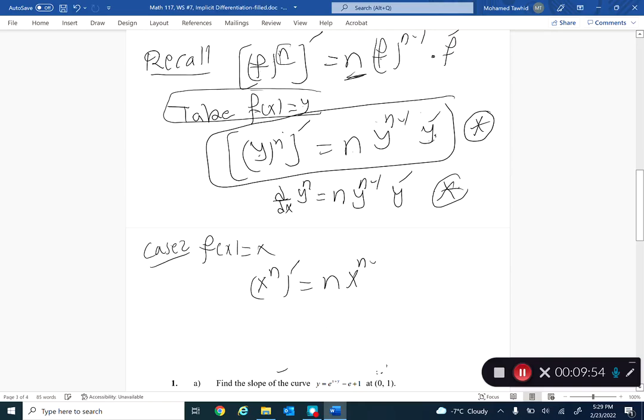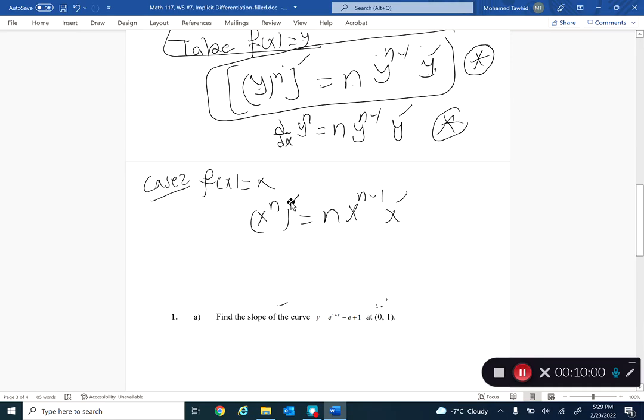X to the power n minus 1 multiplied by x prime. Instead of f prime, you have x prime. So what is x prime, guys? Here x prime is 1. Some people can ask why x prime is 1 and y prime is not 1. X prime here means dx by dx. So the dx cancels with dx, and you get 1.